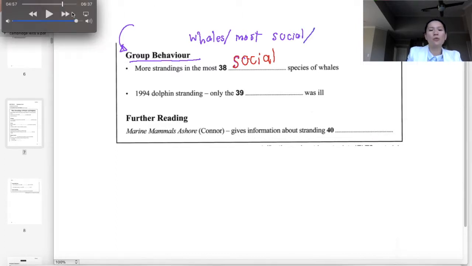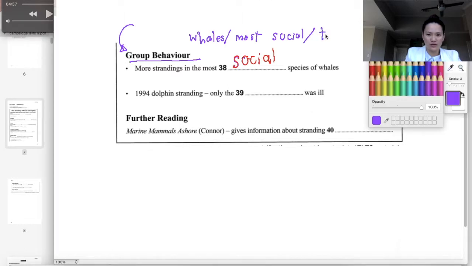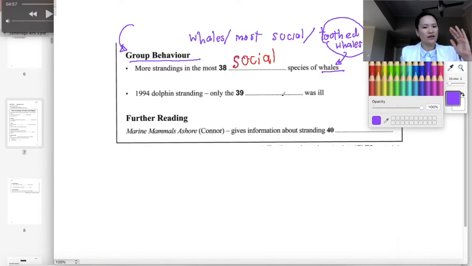Okay, the whale that is the most social, and you heard the words that it's a toothed whale. Toothed whale is like a species of the whales. The species of whale is more social. Okay, then you go next to this one. In 1994, a dolphin stranding, only the leader was ill. Try to pick up here 1994.